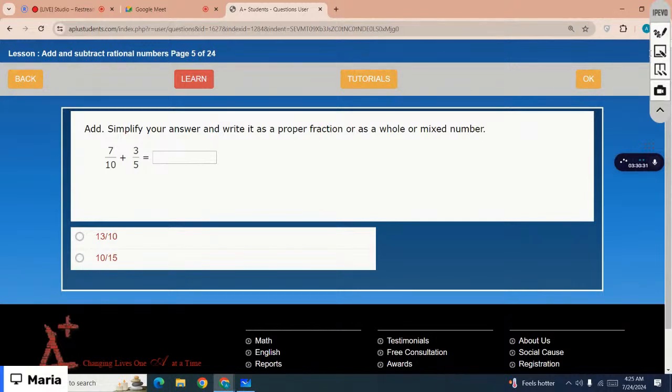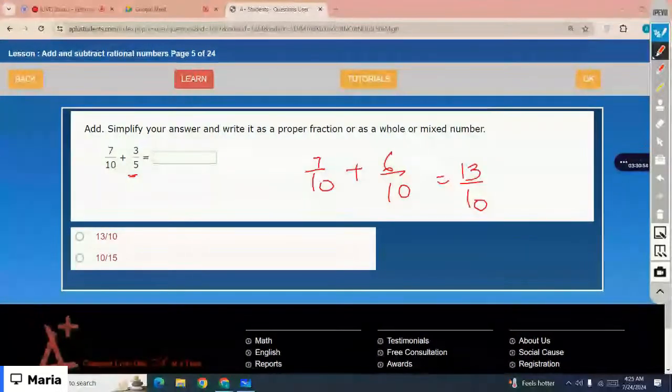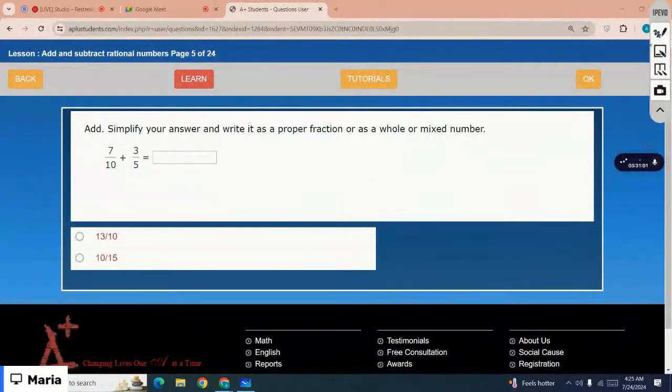Seven over 10 plus 3 over 5. So which is the correct option? You have to make the denominators same and then you have to add, right? So you need to multiply this fraction by 2. That is 7 over 10 plus 2 times 3 is 6 and 2 times 5 is 10. That is 13 over 10. Okay, you can complete the lesson by yourself later today. Let me just move on to the next lesson.